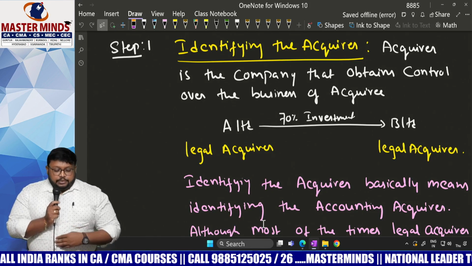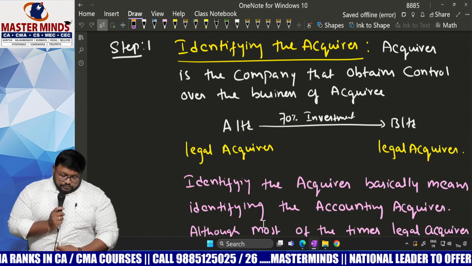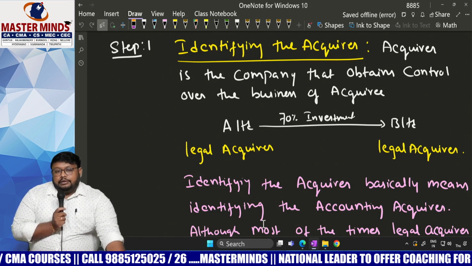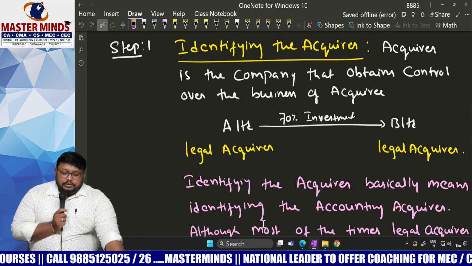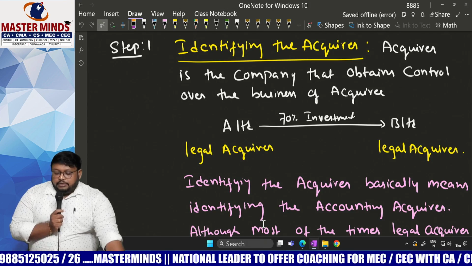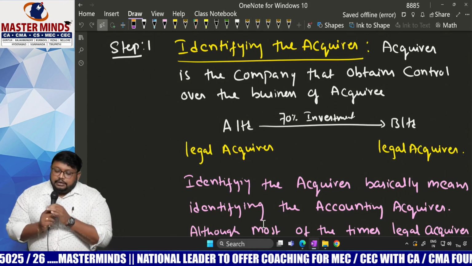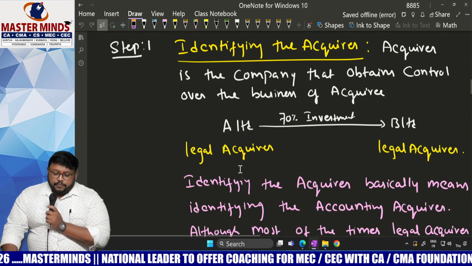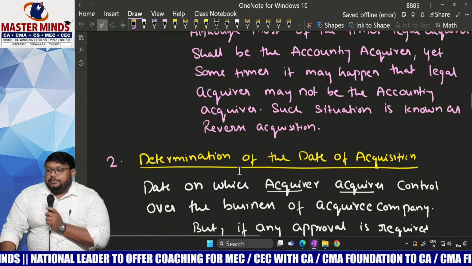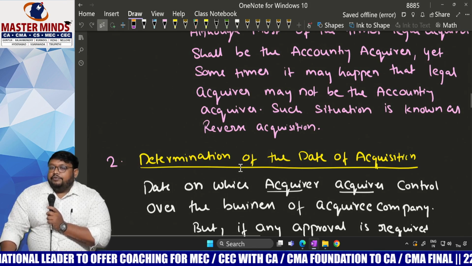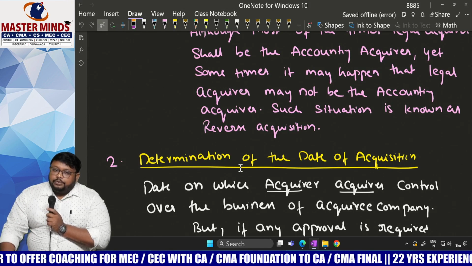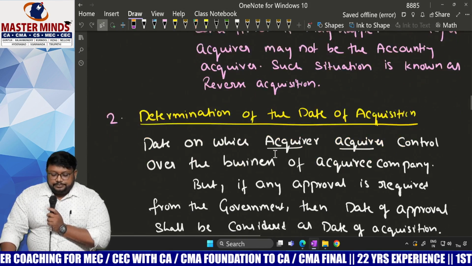And once you check what we have discussed yesterday, relating to the accounting for business combination. Under the acquisition method, we have to follow some steps as I told you. The first one, identification of acquirer. Which acquirer? Accounting acquirer. Second one, determination of date of acquisition. If any government approval is required, the date of approval by the government will be considered as the date of acquisition.